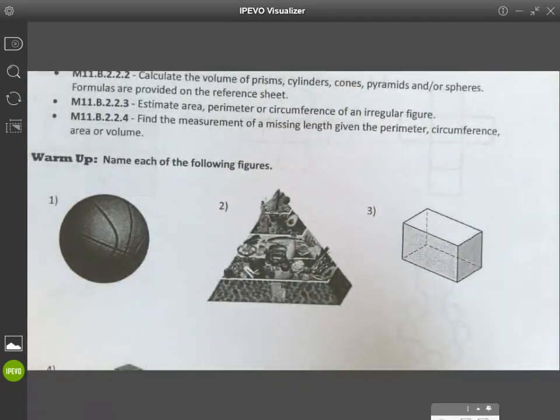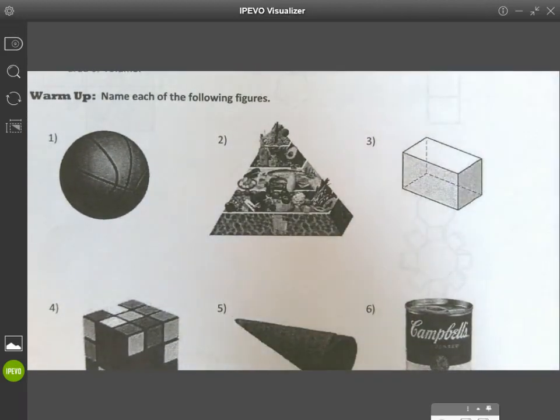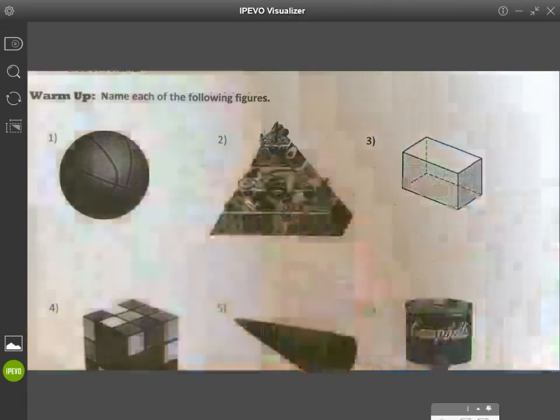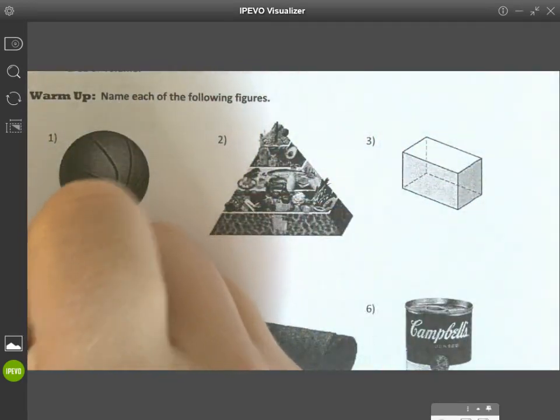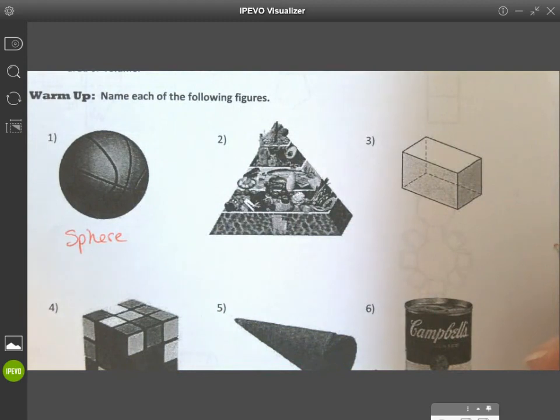I know it's not the best copy of them, but the first one's a basketball. What will we name it in the math terms? That is a sphere. What would half a sphere be called? Nope, try again. Half circle. Nope. Circle. Hemisphere. I heard it back there.